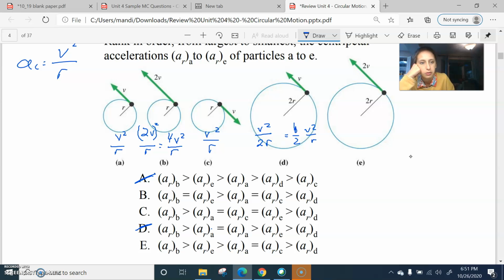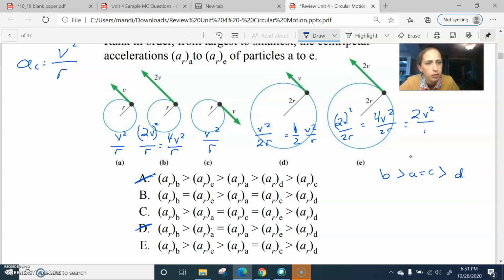So far we've got D the smallest, and then we got A equals C, and B is the biggest so far. We've got to figure out what E equals. So this is 2v squared over 2r, so that's 4v squared over 2r, also known as 2v squared over r. So we got 4v squared over r, then 2v squared over r, so E actually goes in right here. And then v squared over r for A and C, and then half of v squared over r for D.